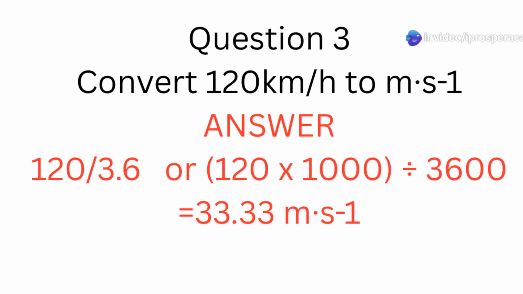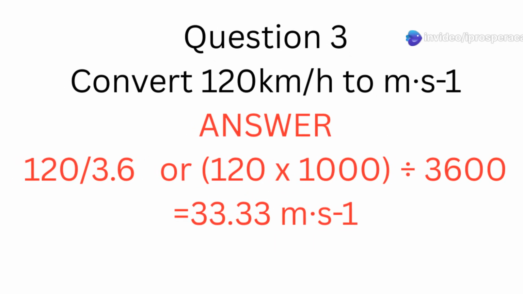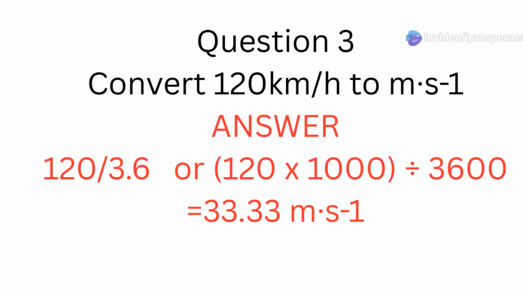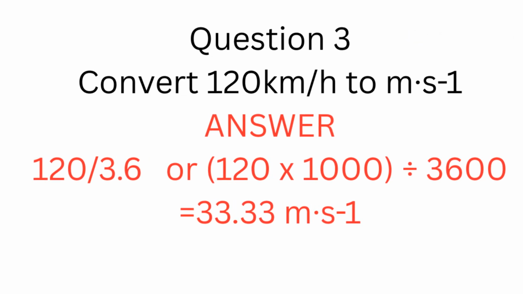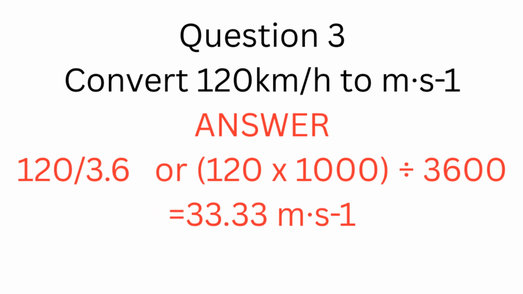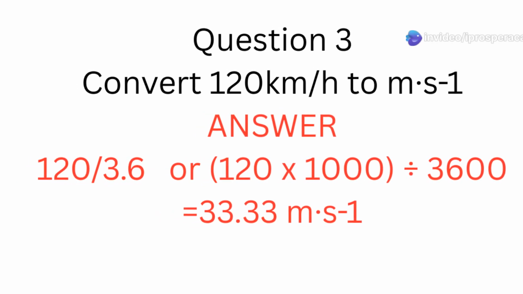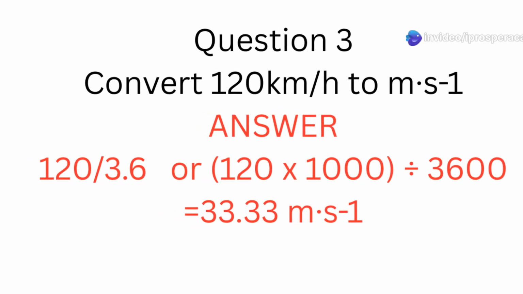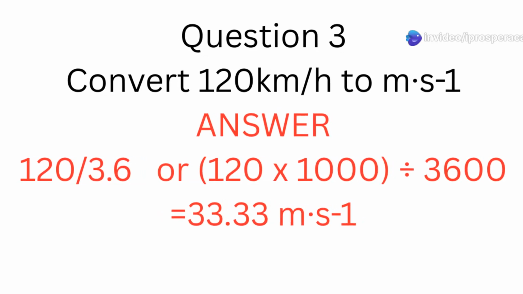Now for question 3, we need to convert 120 kilometers per hour to meters per second. To do this, we divide 120 by 3.6, or you could multiply 120 by 1000 and then divide by 3600. Either way, you get 33.33 meters per second.